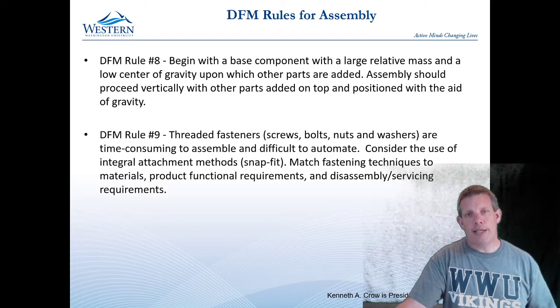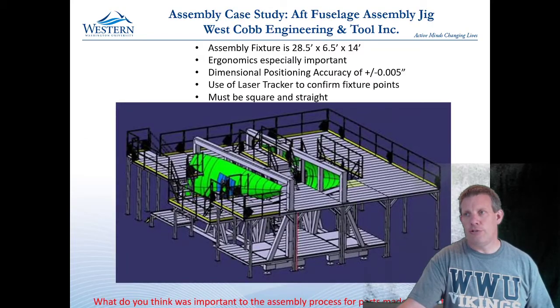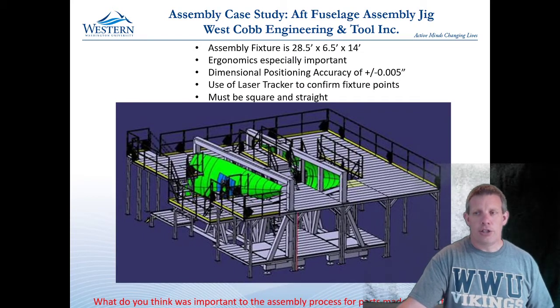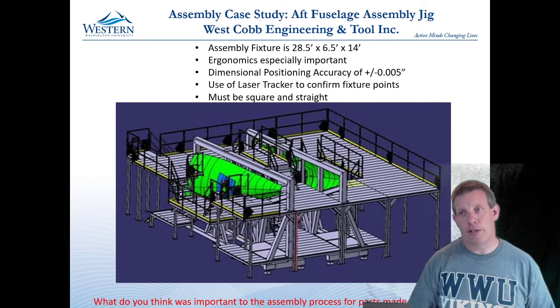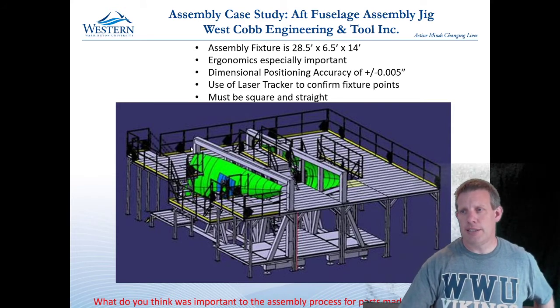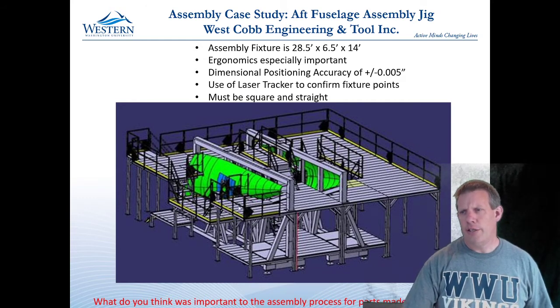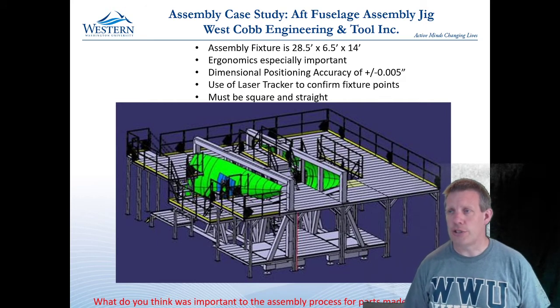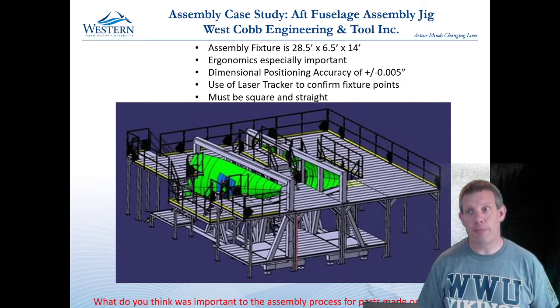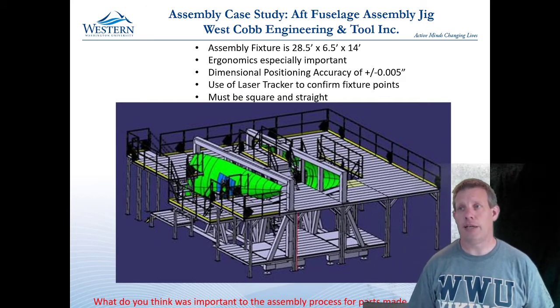So what I want to do right now is just look at a fixture, and think about it using our set of characteristics. This is the tail section of a plane, and there are two of them, and you can see that this is a really big fixture, right? You can walk around it and move all over. The fixture is 28.5 feet by 6.5 feet by 14 feet, so that's a big fixture.